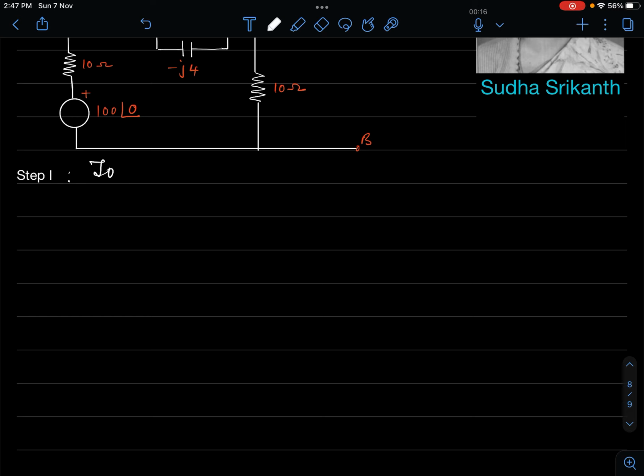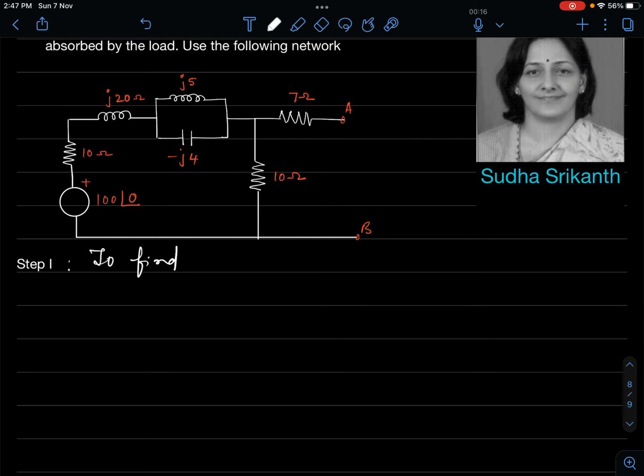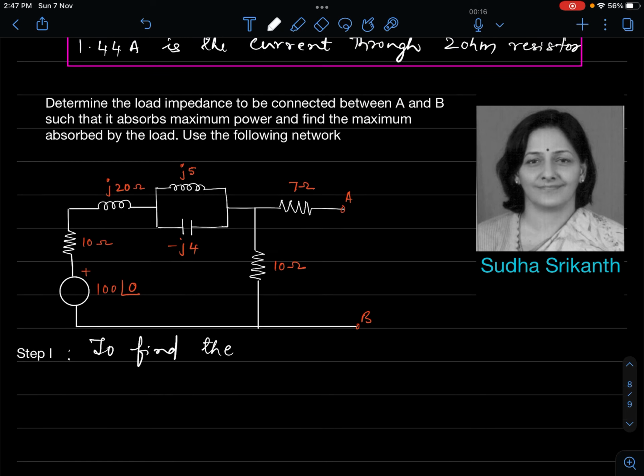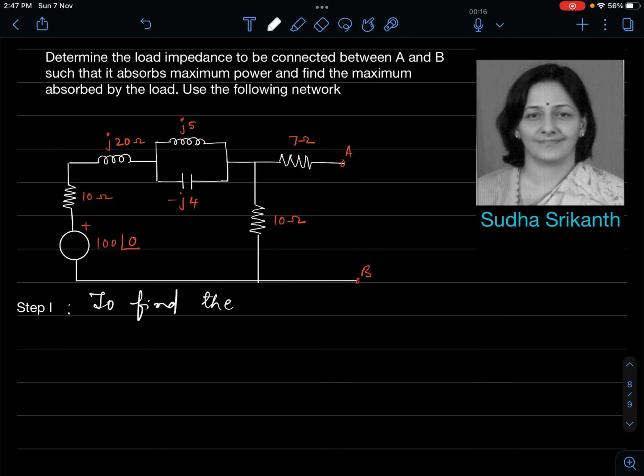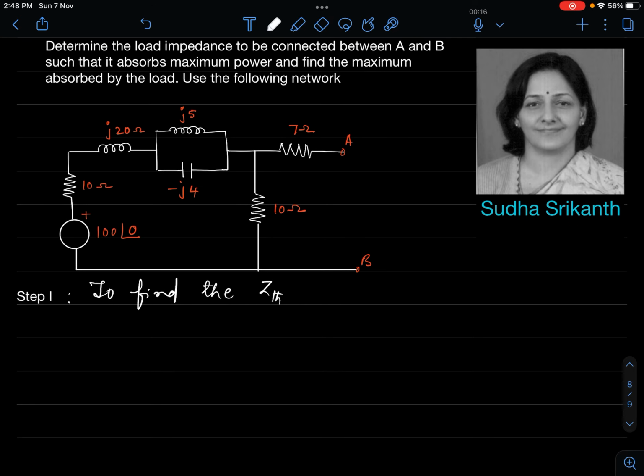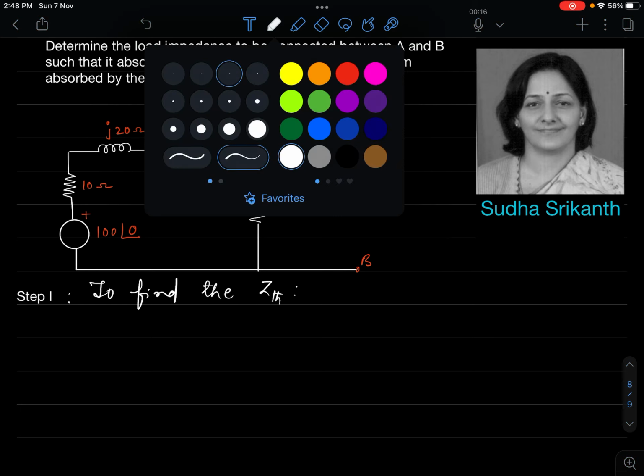Step 1. To find the first part we will do, we will not find the open circuit voltage. We will first find out what is the source impedance, okay? To find the ZTH, the Thevenin's equivalent impedance, how do we find it?